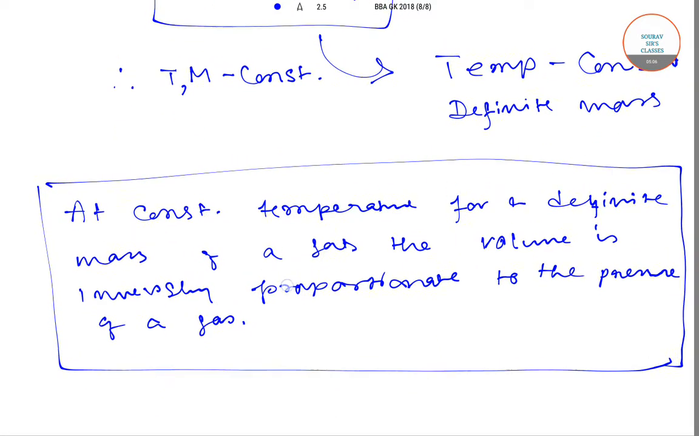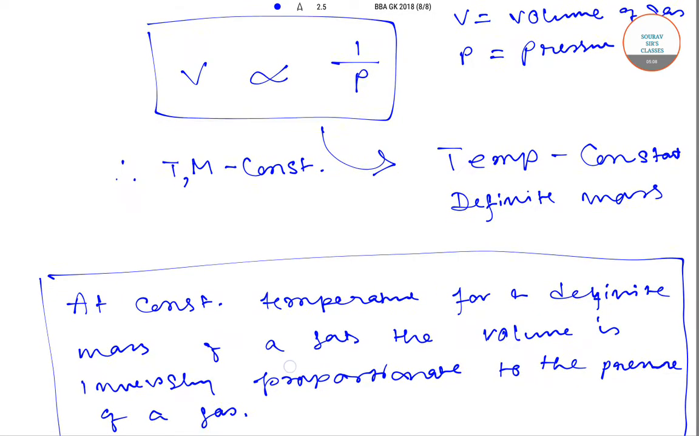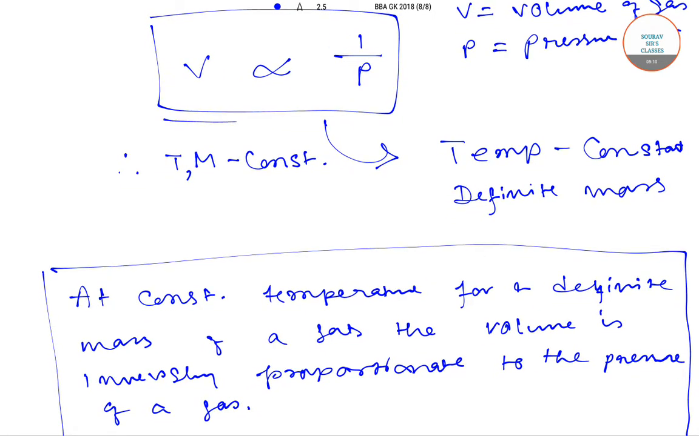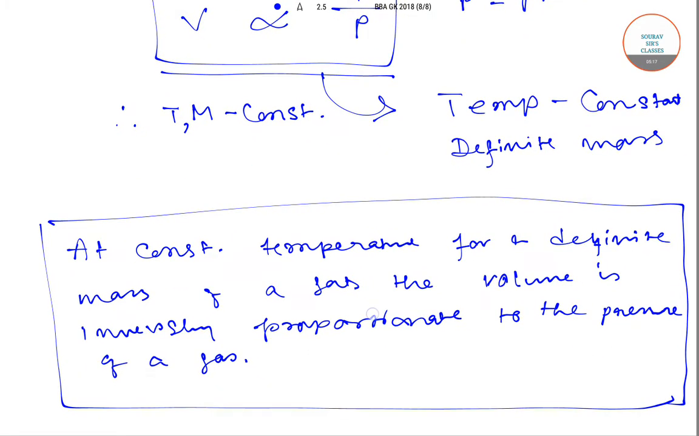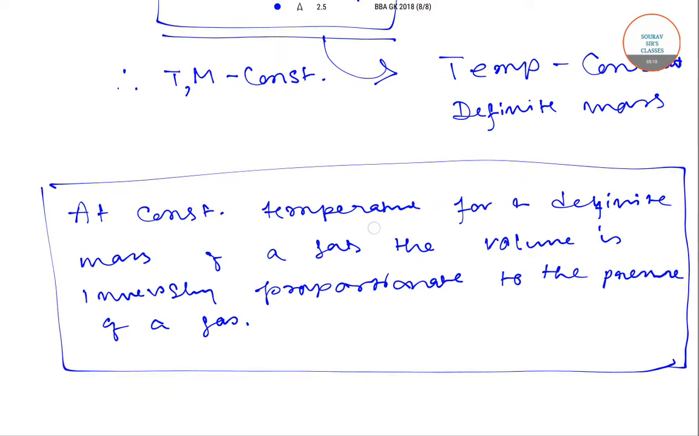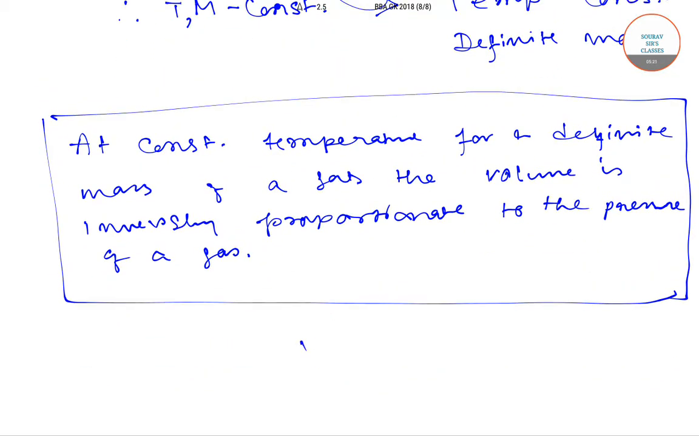I have already given the mathematical expression: V is proportional to 1 by P, that is, V is inversely proportional to P, when T and M are constant. This is the condition of Boyle's law.